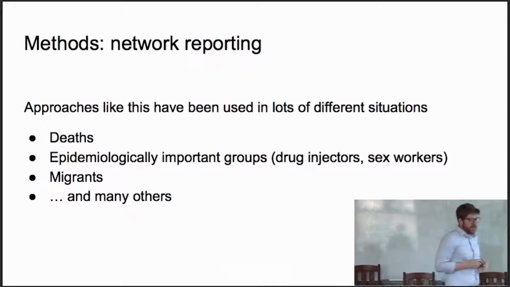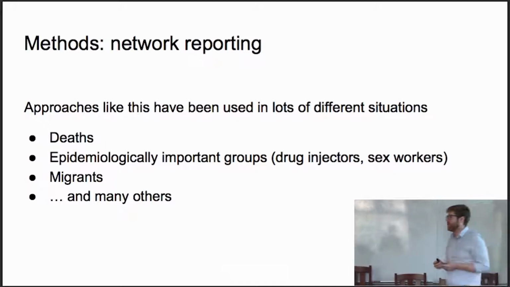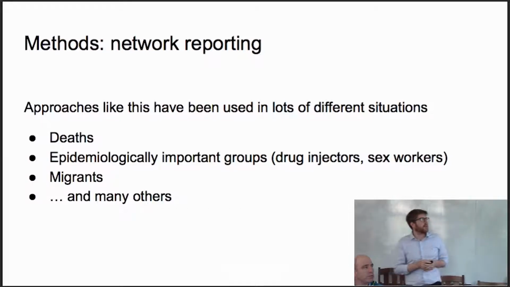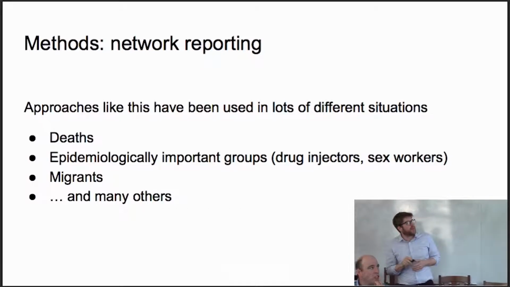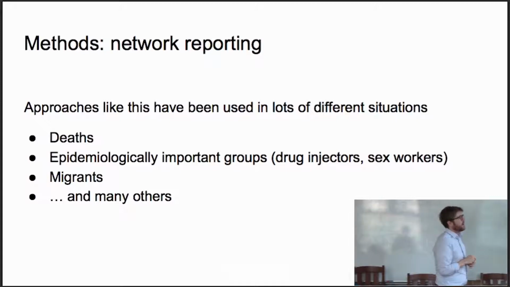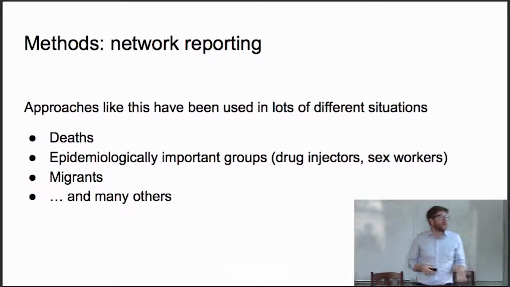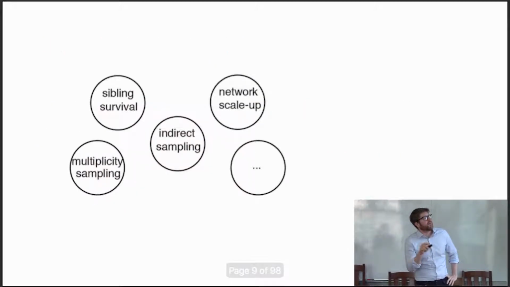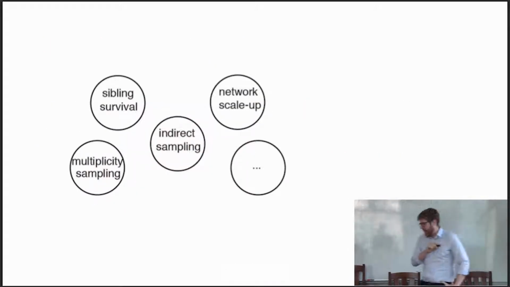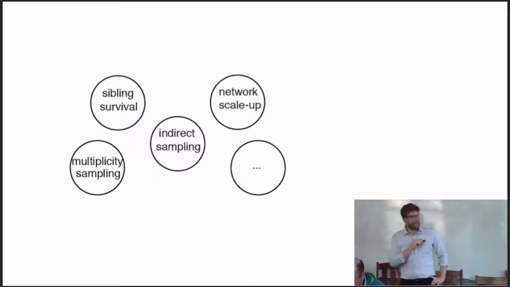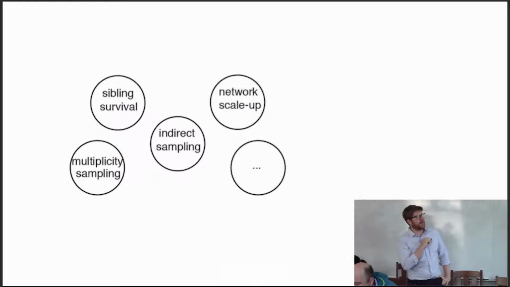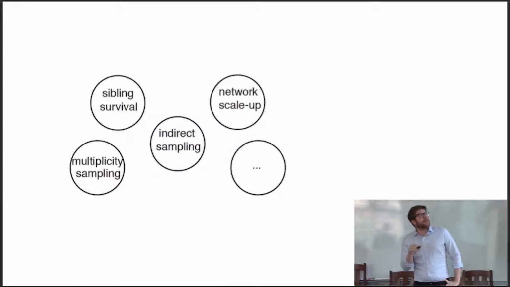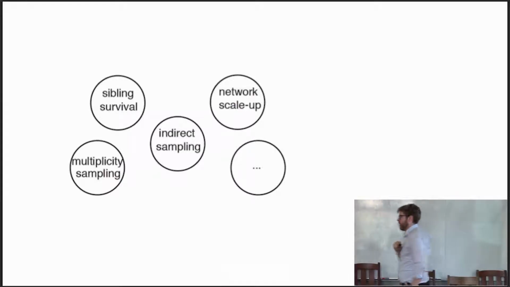This idea is pretty natural, and it's come up in a lot of different literatures and a lot of different problems. So for example, it's been used to try and understand mortality and deaths, epidemiologically important groups like drug injectors and sex workers, people who migrate, and lots of others. And in the context of studying these different groups, there's a bunch of different methods that have been developed over quite a long time period. Multiplicity sampling, which I think is the earliest of these, was introduced in the 1970s, and then the network scale-up method is something that's being worked on a lot right now.